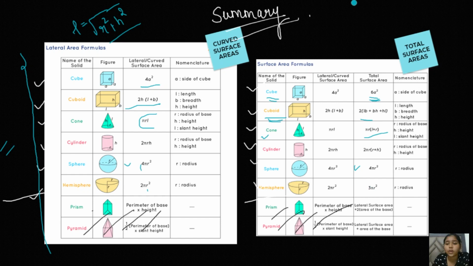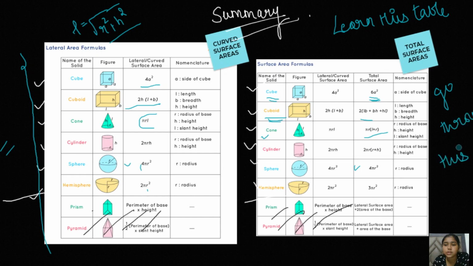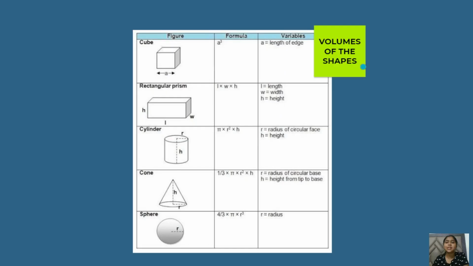What you have to do, you just have to learn this table, go through this table. This table is very important, right? So you just have to go through this table and make sure that you learn it, right? If you learn this table, then you will be able to solve each and every question of chapter number 13, right? Now our next slide is the volume of the shapes.